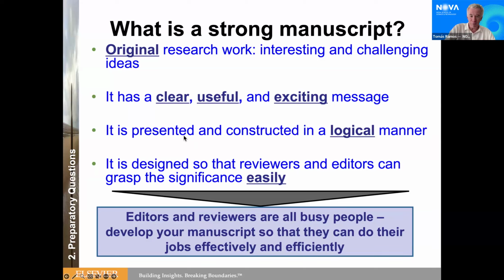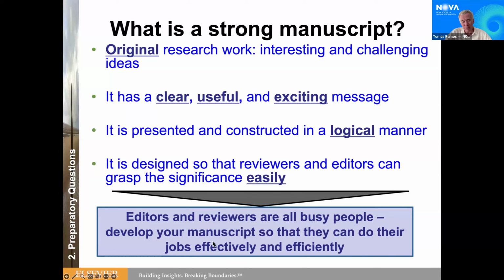The work should be presented and constructed with a logical flow, in a logical manner. So the narrative should be logical, easy to grasp, easy to understand. It should be designed so that reviewers, and the editors of course, can grasp the main message that you are trying to communicate. And don't forget this rectangle here. I mean, this main message.